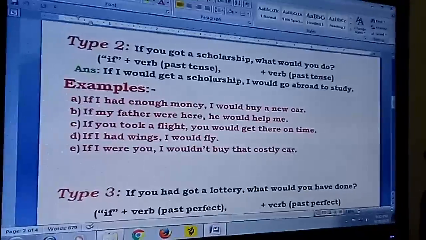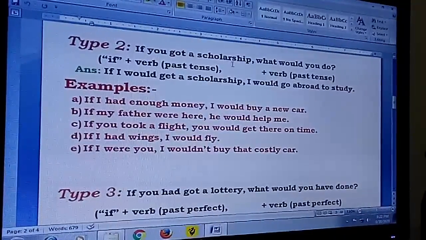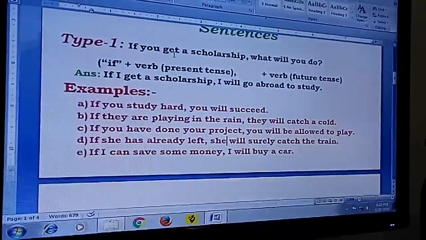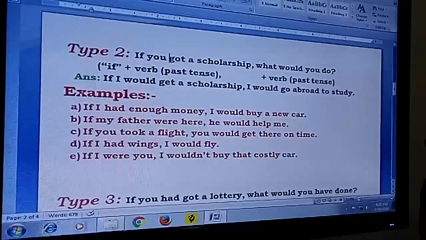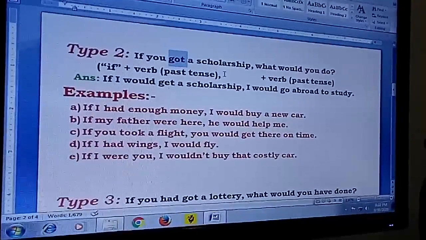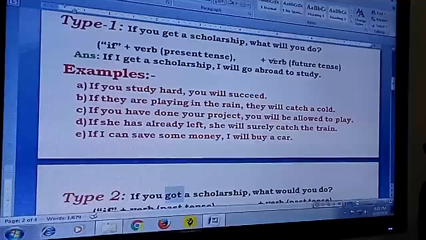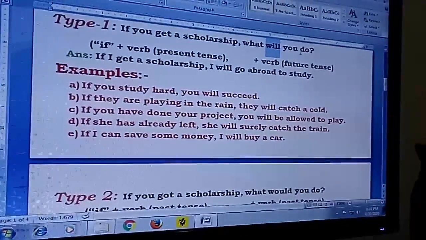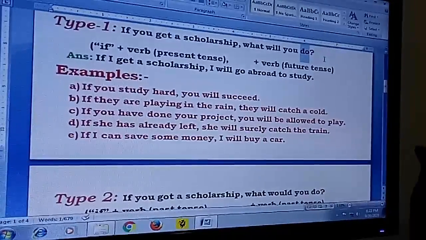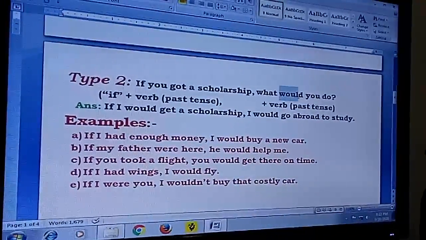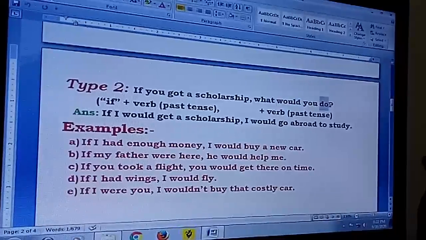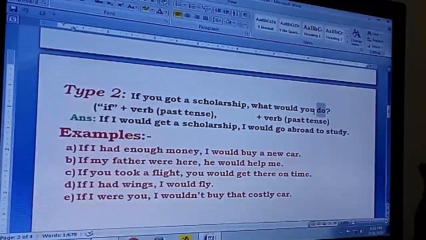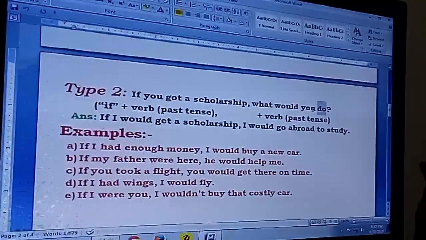Now the type 2. Here it was, if you get a scholarship, present tense. Here it is, if you got a scholarship, past tense. Your answer was here the simple future, will, you will do. Here it is, what would you do? It is the past tense form of the simple future. The past tense of will is would.